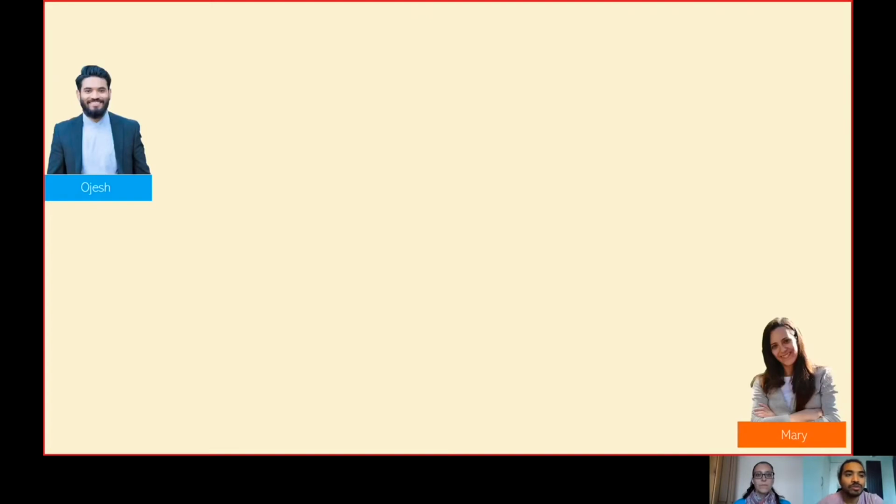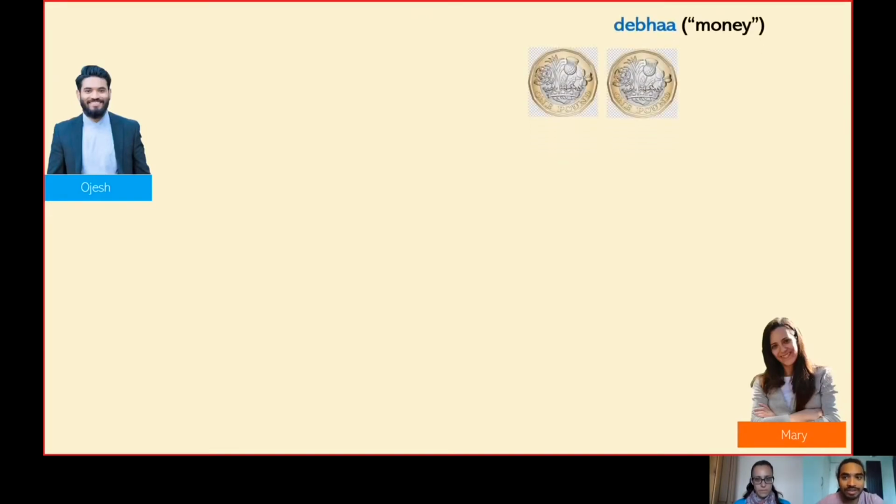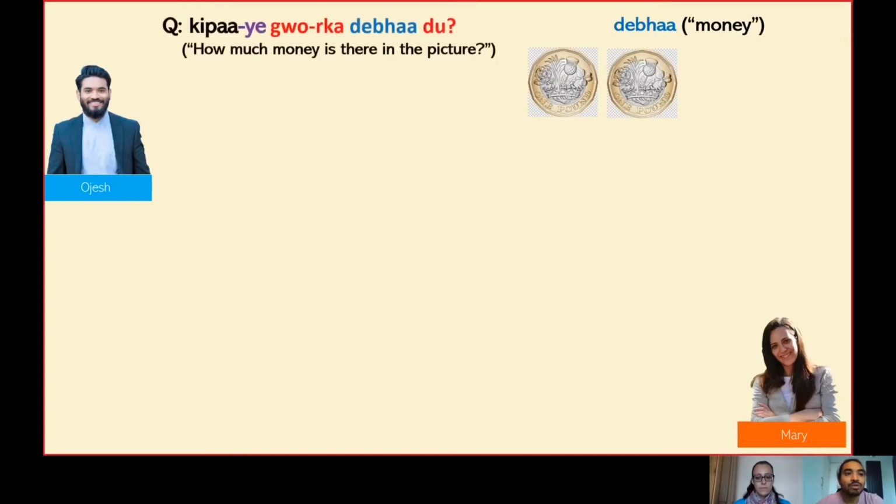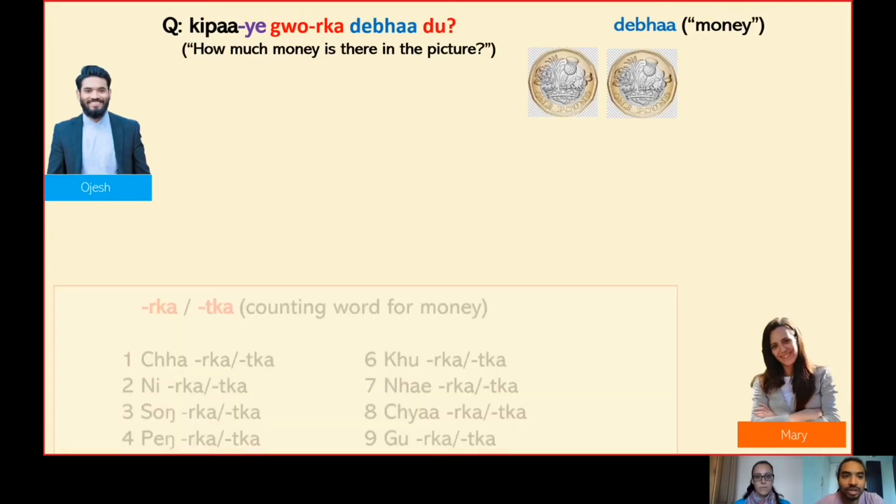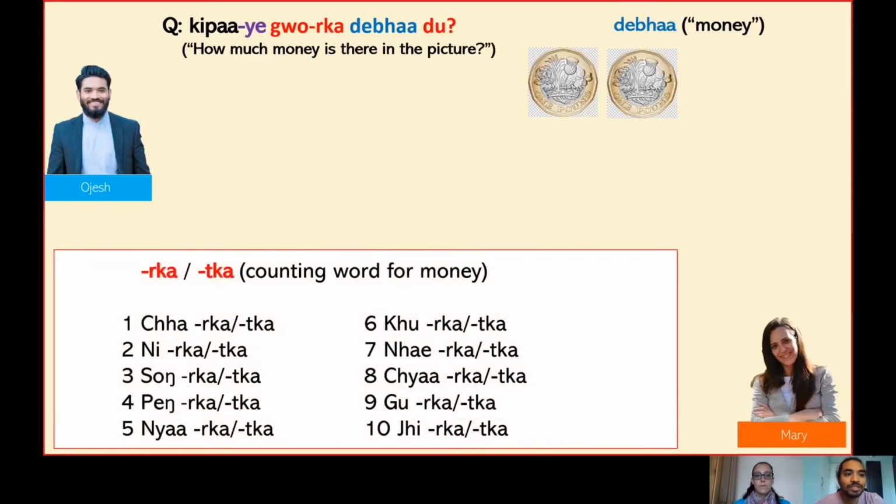Okay, suppose that I want to count money, that is dheva in Nepal Bhasa. In this case, I have to ask, kipa gorka dheva du? How much money is there in the picture? There are 2 possible counting words for money, rka or tka. I have always used the first one, rka.